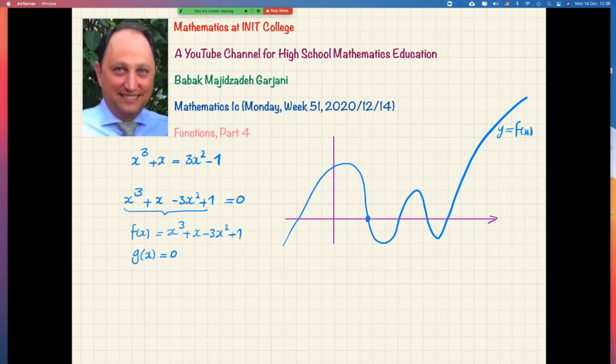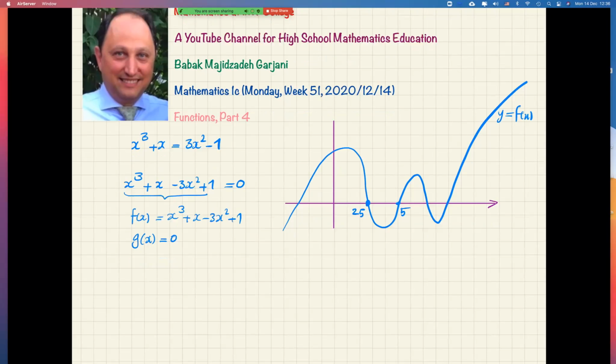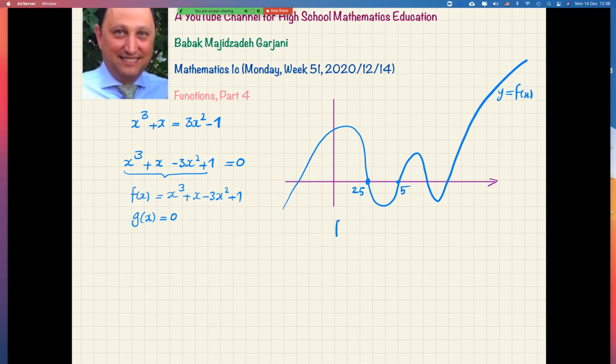For example, let me call this one 2, for example, 2.5. This point is 2.5. I don't know, 1, 2, 3, 4, 5. This point is 5, and continue. Let me ask you one thing. What do you think would be f of 2.5? 0? Yes, exactly. This is 0 because of the height of this point.